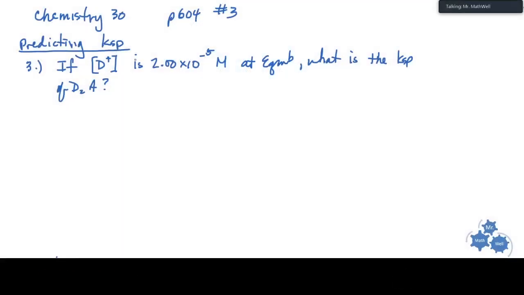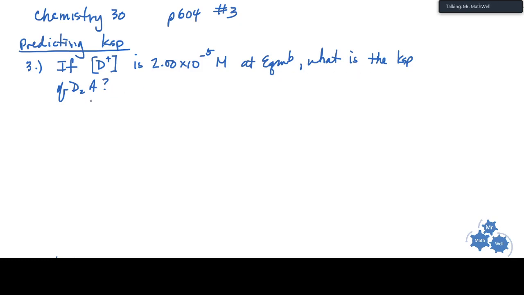All right, so Chemistry 30, we're in the Merrill Chemistry textbook, page 604, number 3. But this is a question talking about the Ksp, the solubility product constant. And so this one's a bit of a funny question. It says if the concentration of D+ is 2.00 × 10^-5 molar at equilibrium, what is the Ksp of D2A?